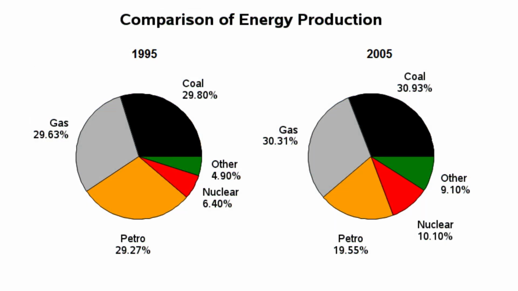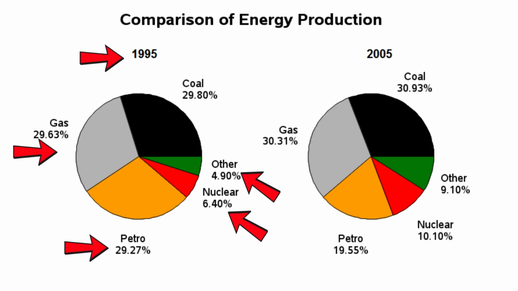Data-driven analytical style. In 1995, France's energy profile was almost evenly split among coal, 29.8%, gas, 29.63%, and petrol, 29.27%, with nuclear, 6.4%, and other sources, 4.9%, playing minor roles.